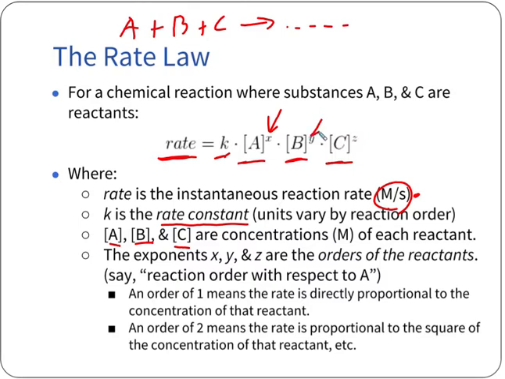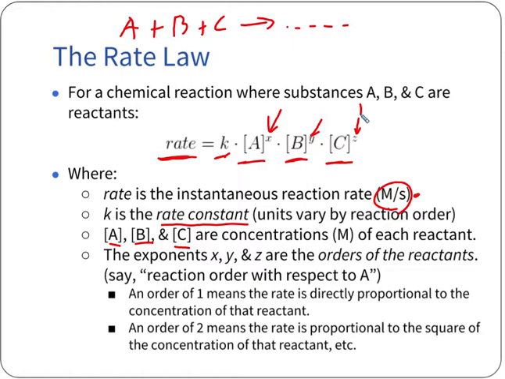So here's what these mean. What do you mean by an order of the reactant? Well, an order of 1 means the rate is directly proportional to the concentration of that reactant. So if z was 1, that means that if I doubled C, then the rate would double. If I tripled C, the rate would triple, because it's C to the first power. If the concentration of C was twice as much, 2 to the first power is just 2, so it just doubles.